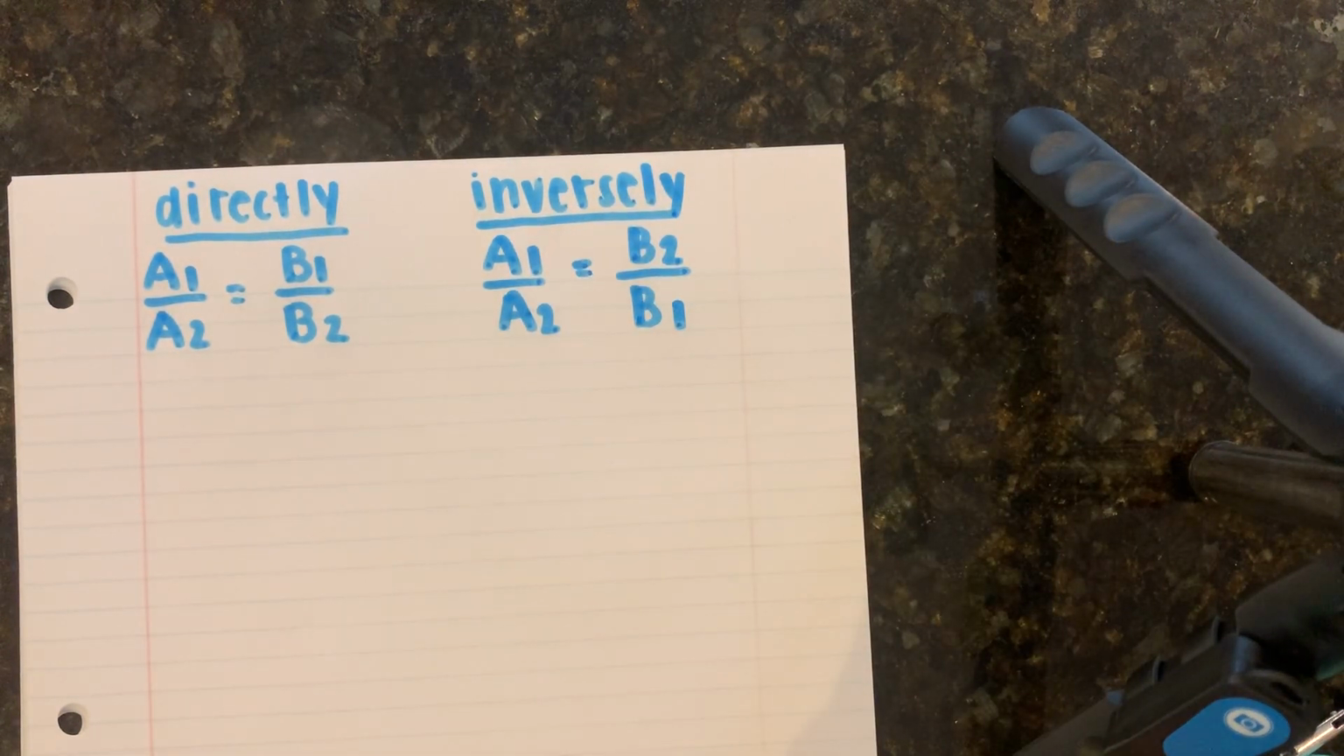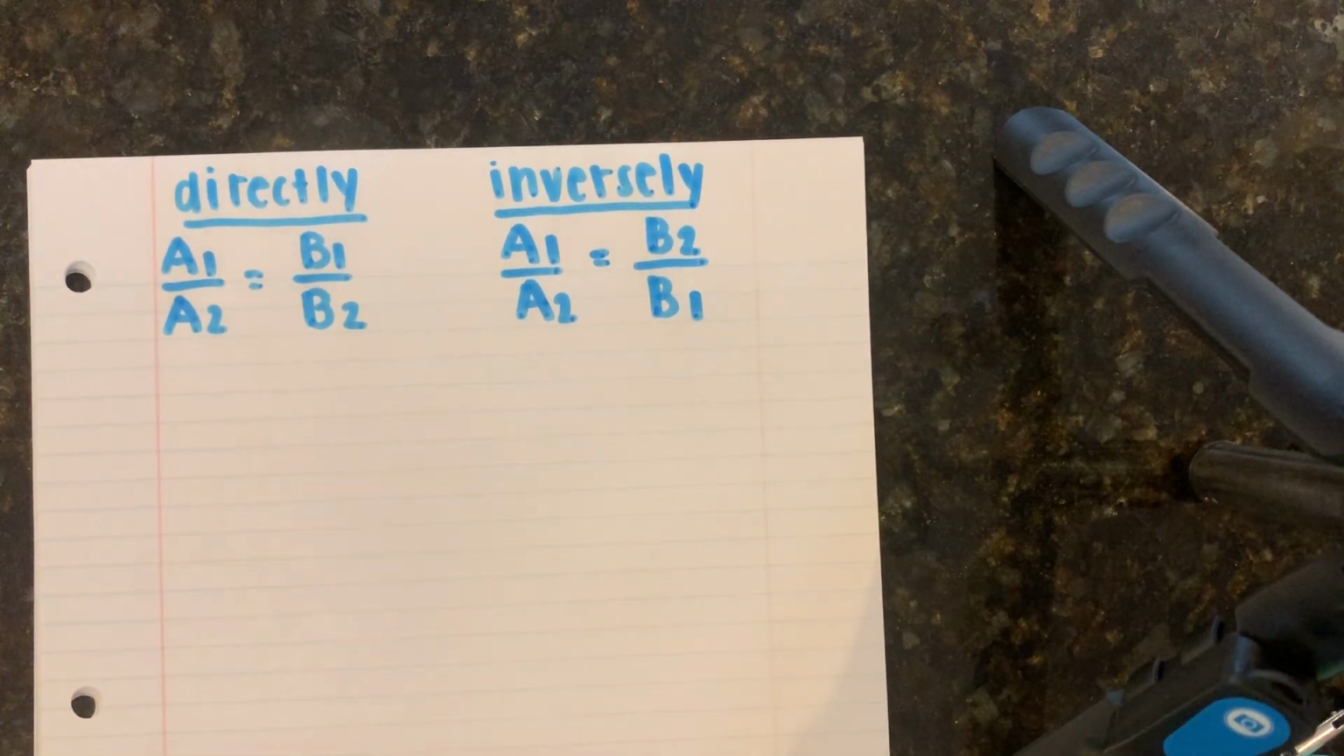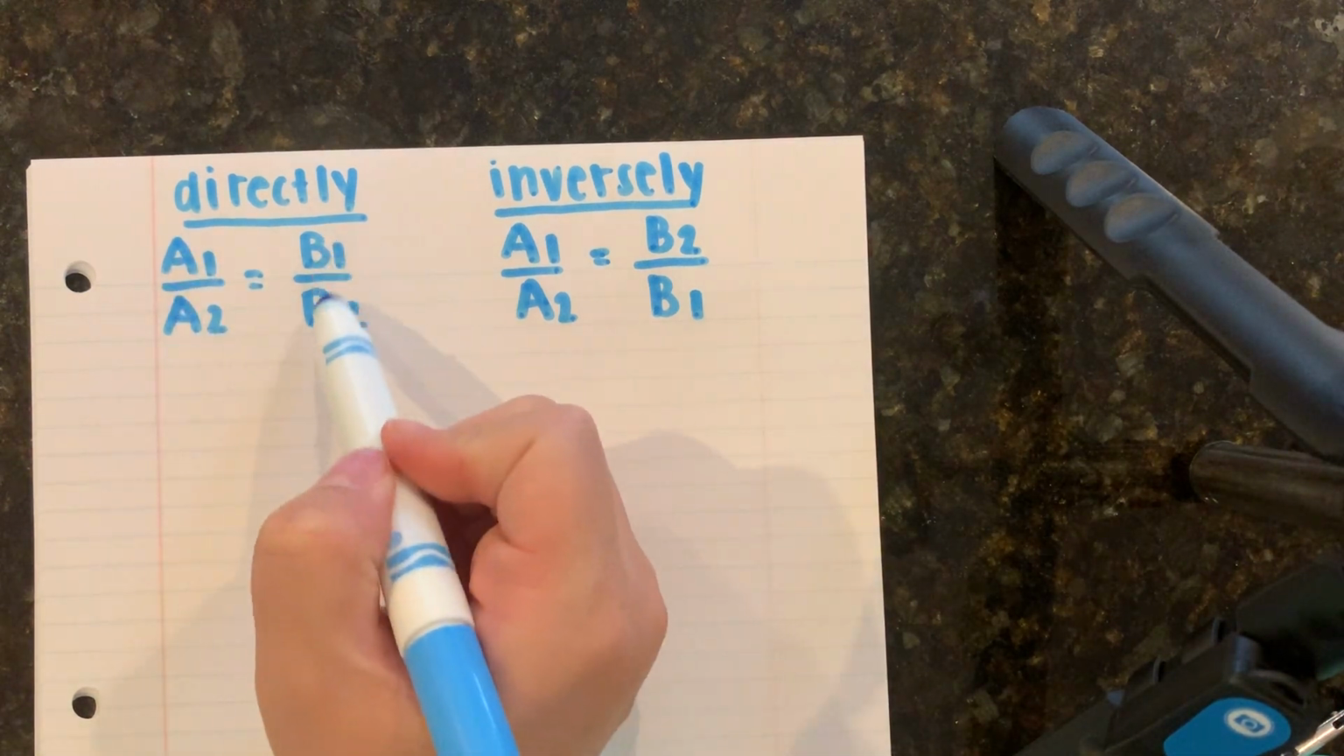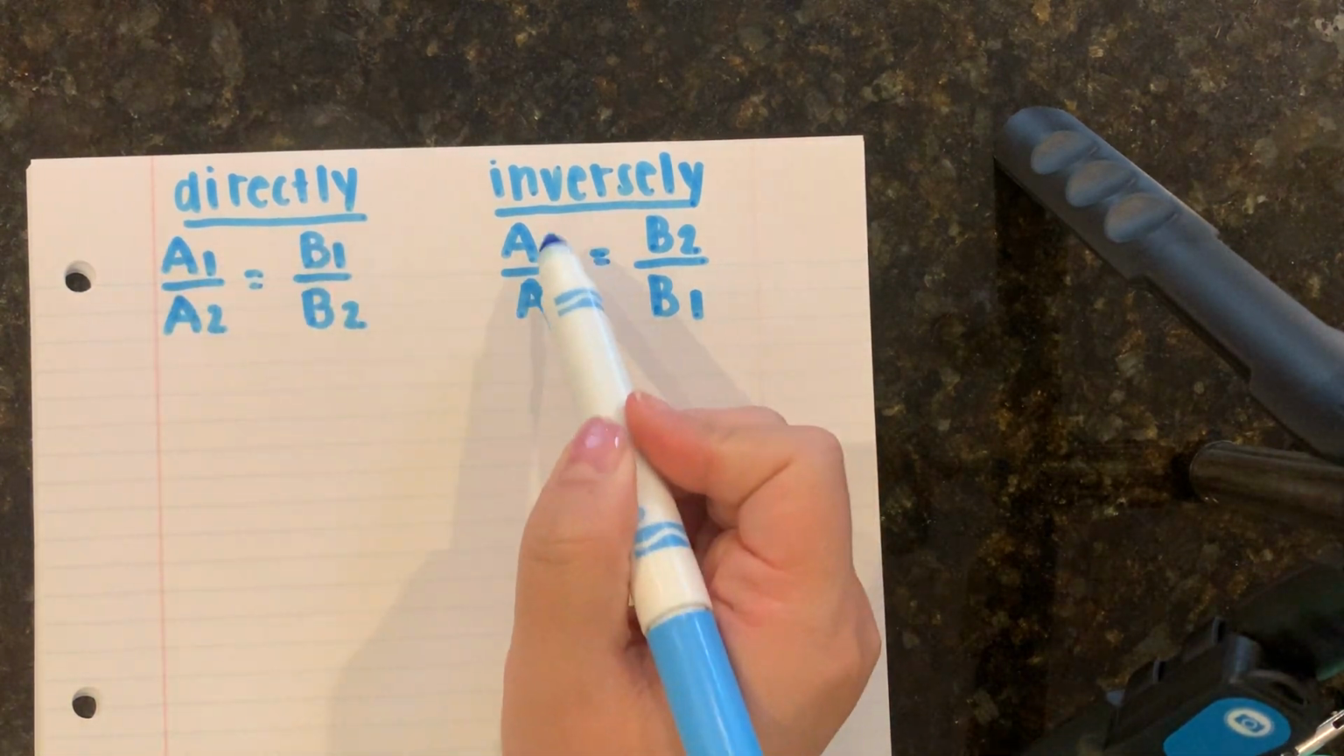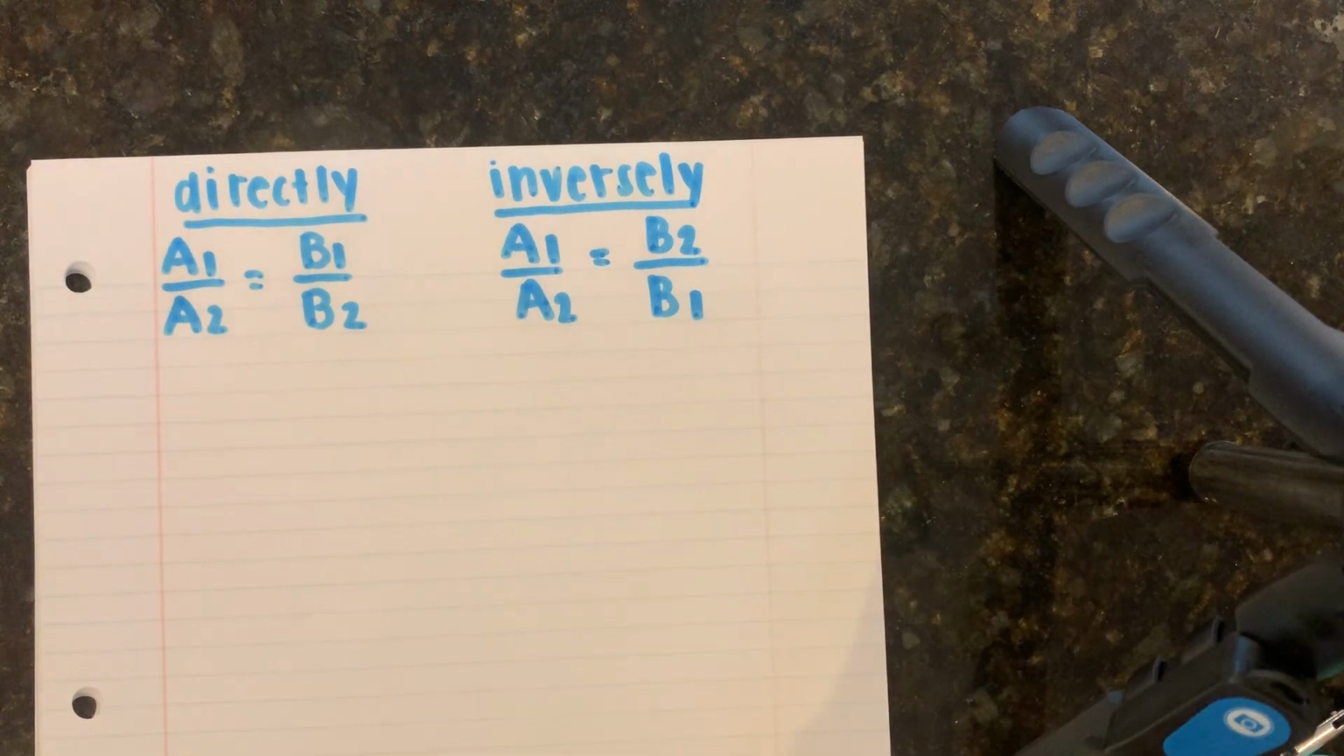So those are the two key things that you need to know from lesson 80. So directly versus inversely or indirectly. These are your two different formulas that you're going to use. Notice that the letters stay on the same side. So A over A, B over B, A over A, B over B. It's not switching sides at all.